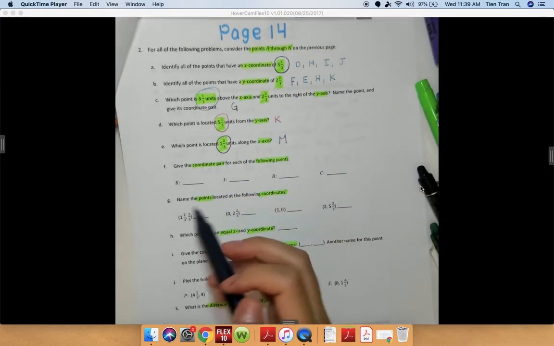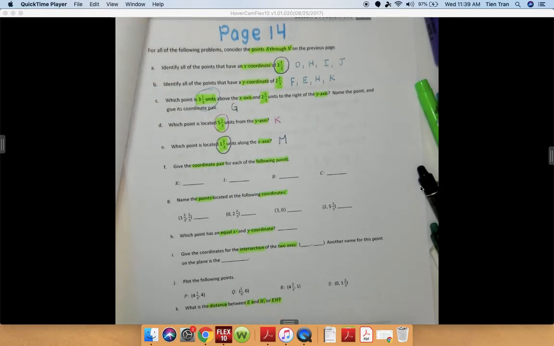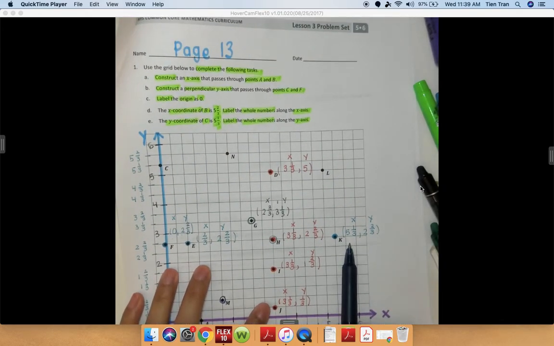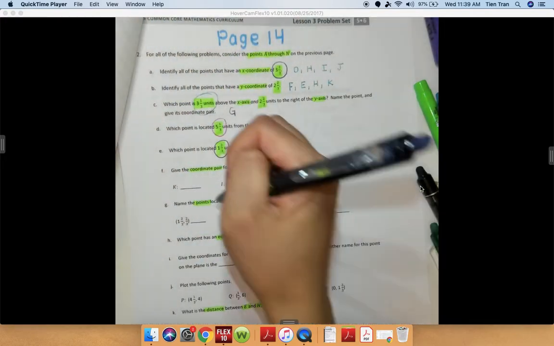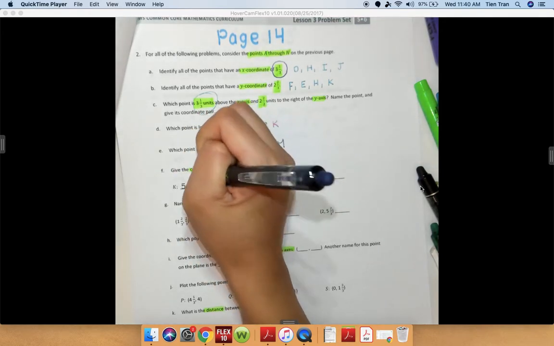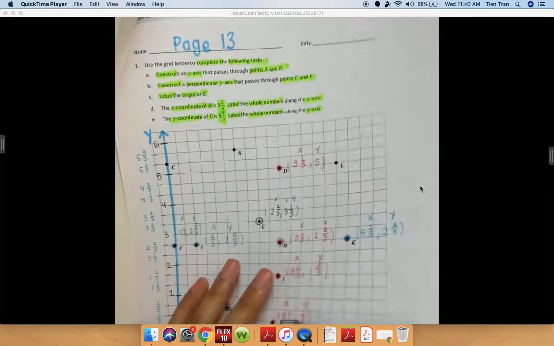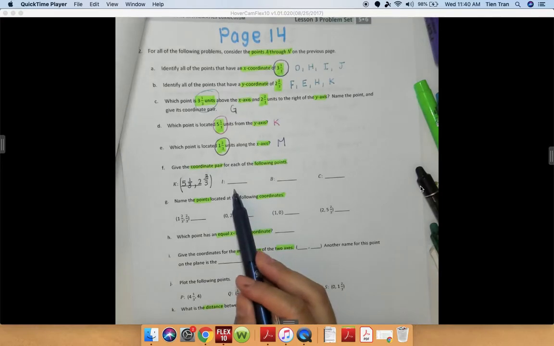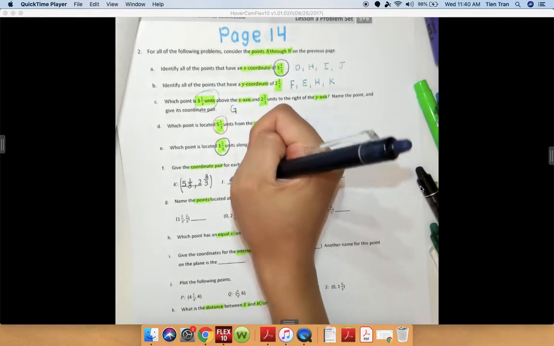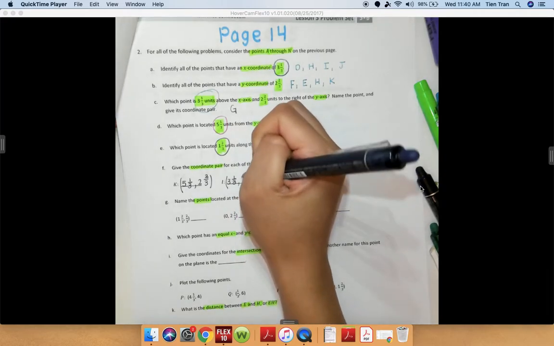Next, it asked me to give the coordinate pair for each of the following points. And if you notice here, we have the coordinates K, I, B, and C. So K, I already wrote it earlier, which is great, is 5 1/3 and 2 2/3. Okay? And then the next one, they asked for I. So did I find I yet? I did find I. So I'm going to write down I as well. I is 3 1/3 and 1 2/3.